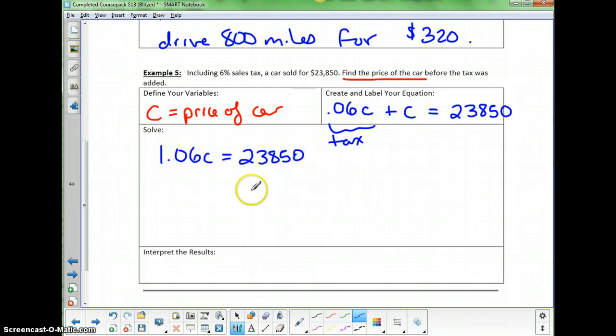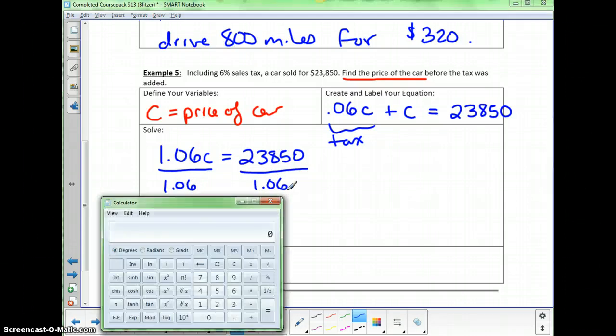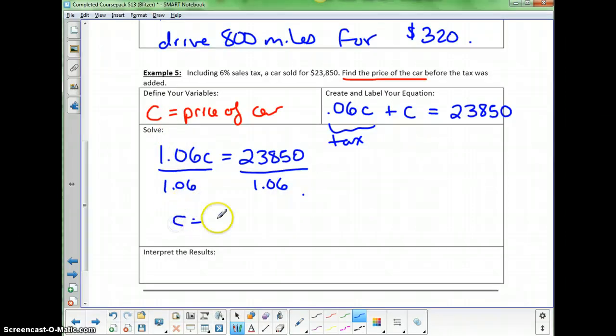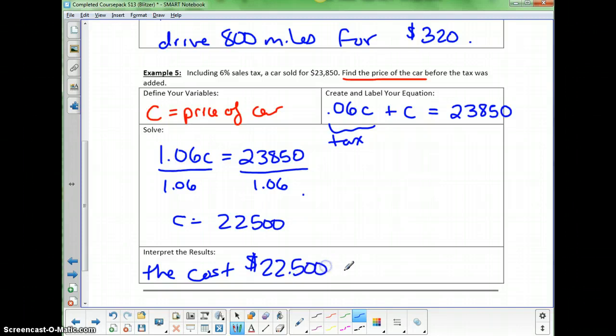Now I've got 1.06 times c, so we need to divide both sides by 1.06. Alright, so we need 23,850 divided by 1.06. $22,500. So c is $22,500. And in my interpretation, I can say the car costs, make sure I put a $ sign on here for units, $22,500 before tax.